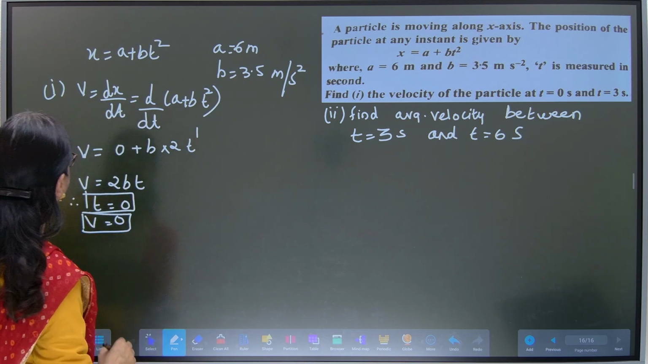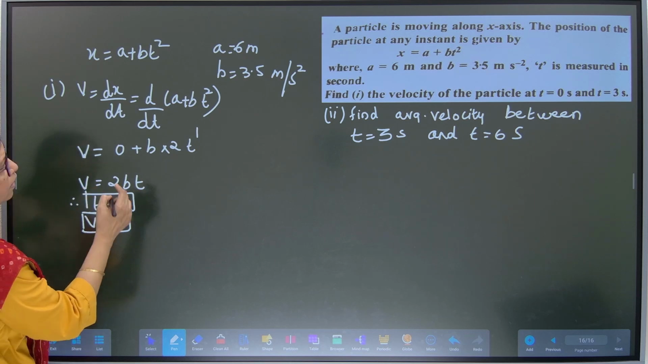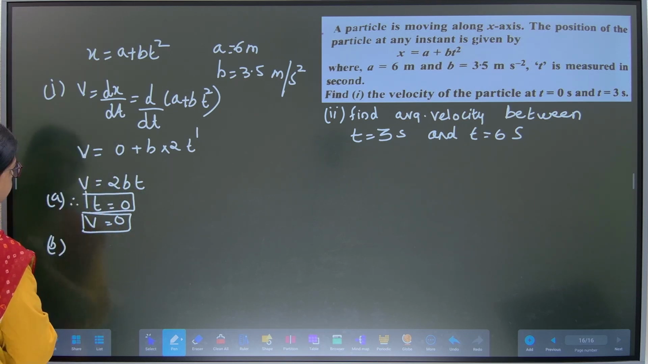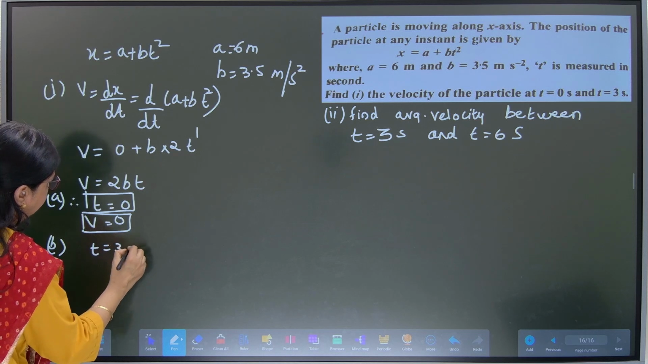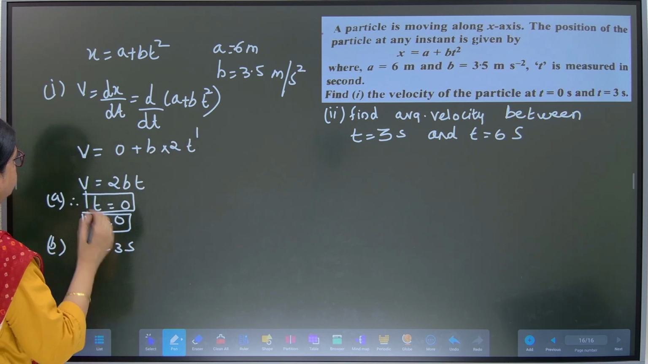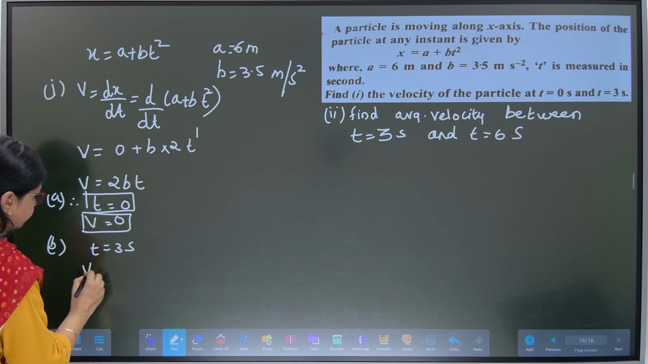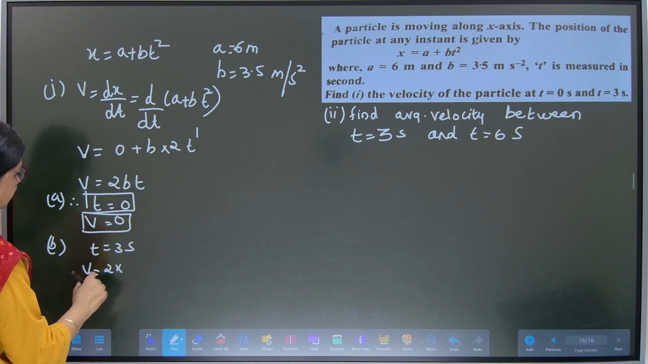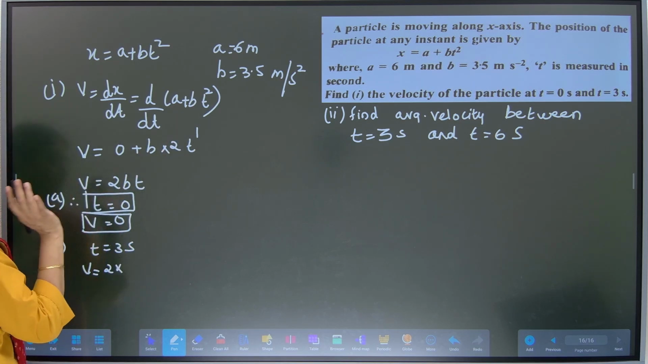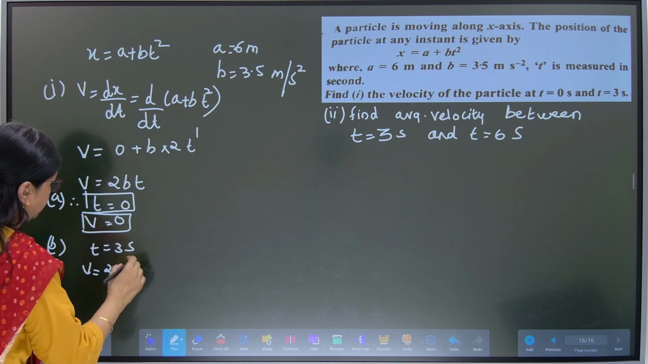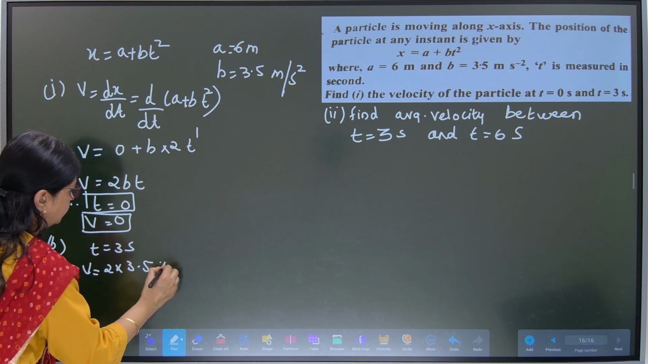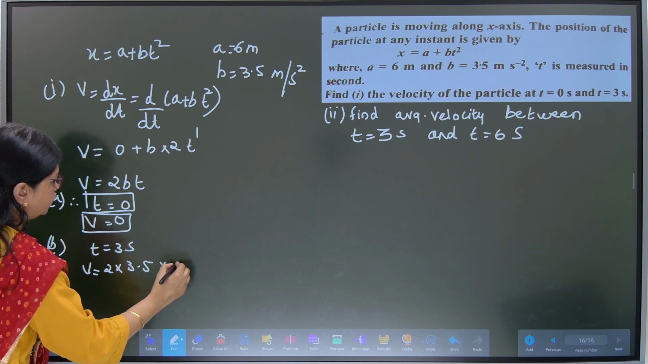What is the next part? Time t is equal to 3 seconds. In this first one, I'll write this as bit one, and this as bit two. Fine. t is equal to 3 seconds. They asked me, so what is v? v is 2bt, right? So 2bt I must substitute. What is b? 3.5. So 3.5 into 2, 7, multiplied by t, which is 3.